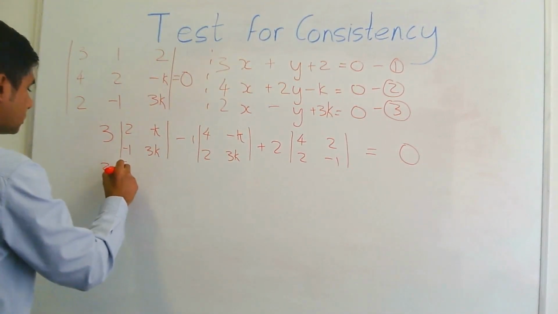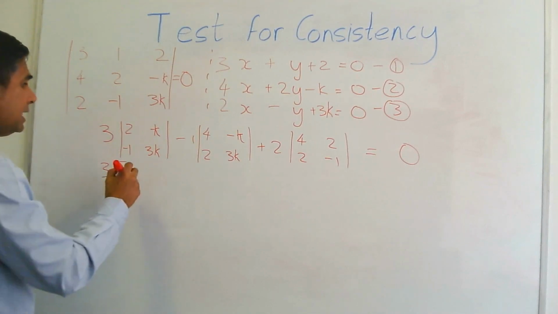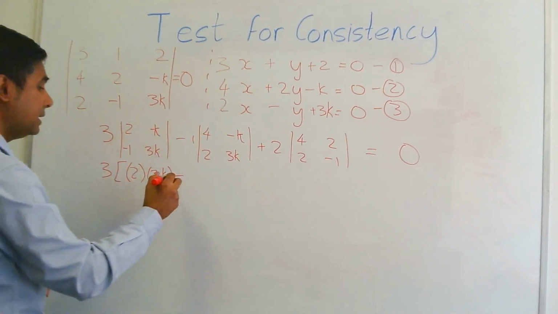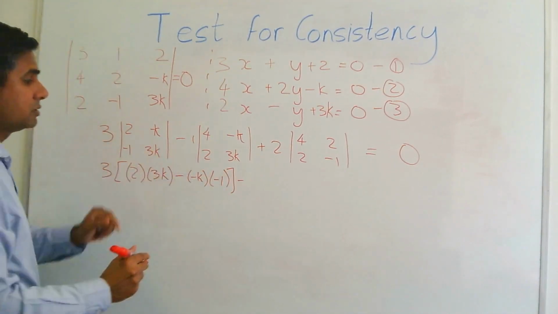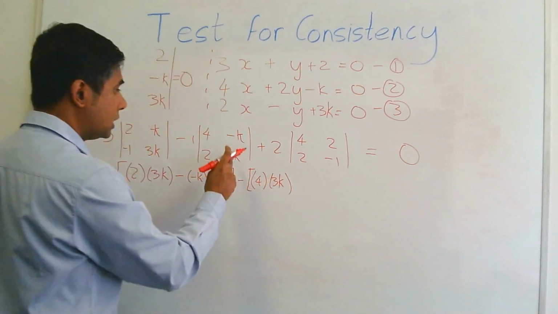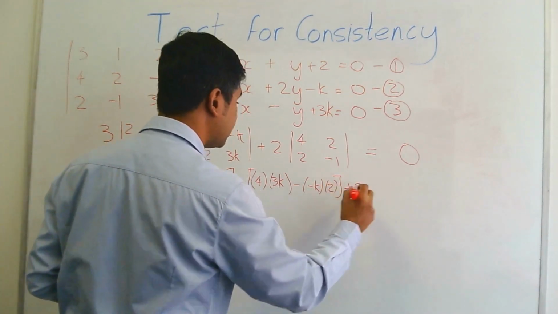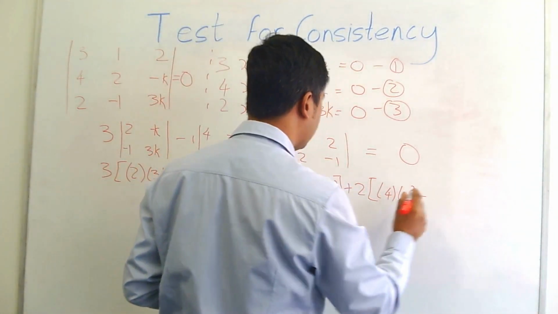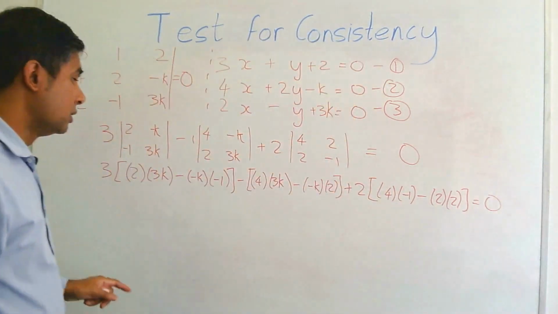So we have 3, and then evaluating this 2 by 2 determinant, it's going to be 2 times 3k. Remember that we multiply across diagonally, so it's 2 times 3k, and minus k times minus 1. Then we have minus, that's 1 there. Then we have 4 times 3k. Then minus k times 2. And then lastly, we have plus 2 into 4 times minus 1, minus 2 times 2. And this is equal to 0. So now we just go about solving for k.